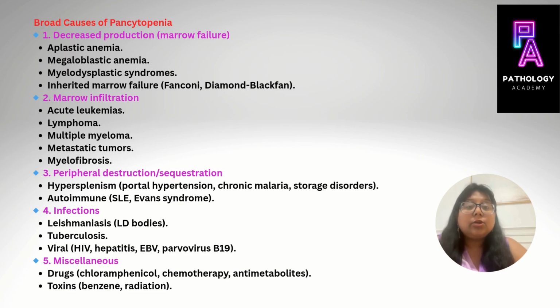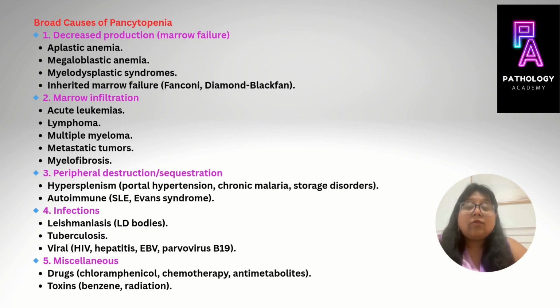Now let's discuss the causes of pancytopenia. It could be because of decreased production, marrow infiltration, peripheral destruction or sequestration, or infections, and some are miscellaneous causes. Under decreased production or marrow failure, causes could be aplastic anemia, megaloblastic anemia, myelodysplastic syndromes, inherited marrow failure syndromes like Fanconi syndrome or Diamond-Blackfan syndrome. Marrow infiltration causes include acute leukemias, lymphomas, multiple myelomas, metastatic tumors, myelofibrosis.